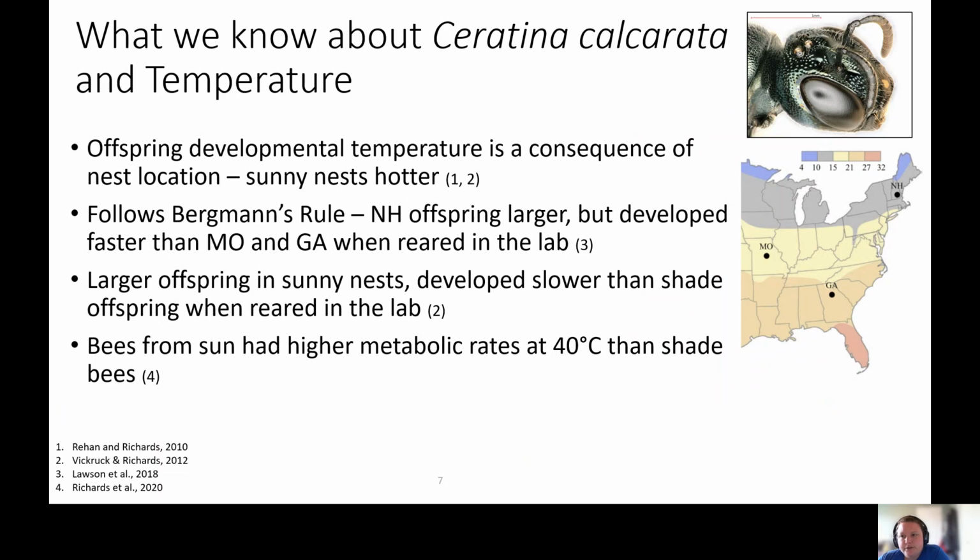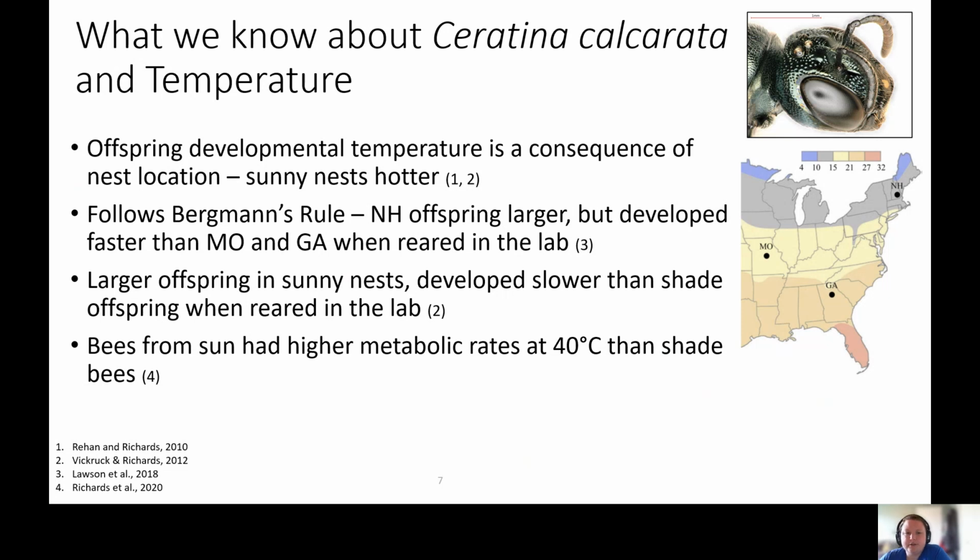So I used Ceratina calcarata as the study species for my master's research. They're a common backyard bee found in southern Ontario. They're very easy to study, even during a pandemic. In nature, they nest in raspberry, sumac, and teasel twigs. And the nesting location or substrate chosen by the mother affects the temperature that her offspring experience during development.